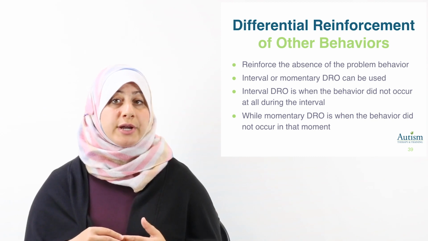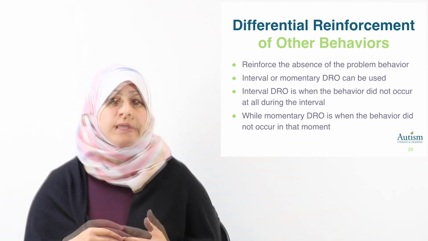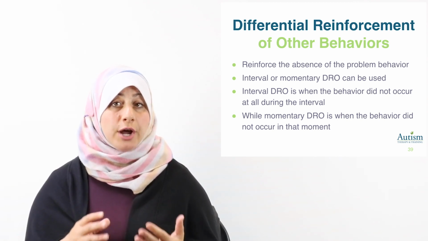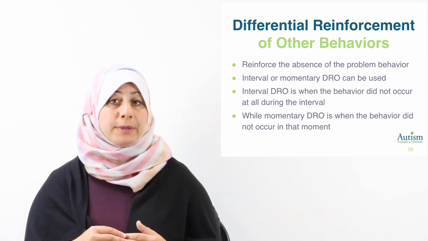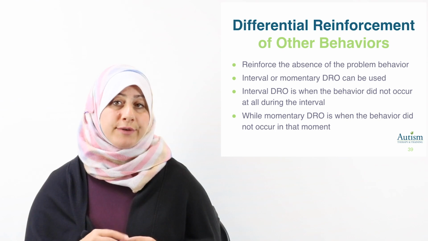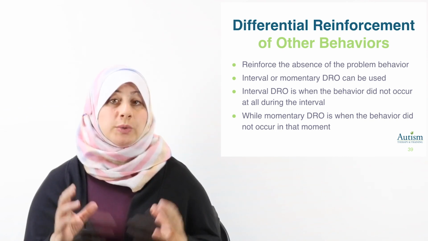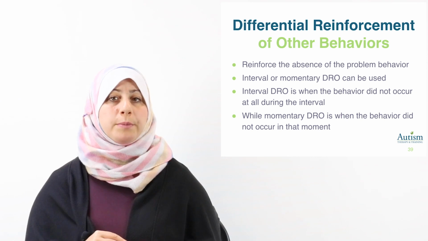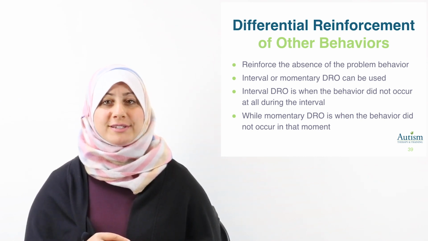If your supervisor asked you to do a 10-second interval DRO, then you would set 10 seconds on your stopwatch. If the behavior did not occur during that time, you would reinforce. If the problem behavior occurred, you would not reinforce. If your supervisor asked you to do a 15-second momentary DRO, you would let the 15 seconds pass, then look up at that moment to see if the problem behavior is occurring or not. If not, then you would reinforce.